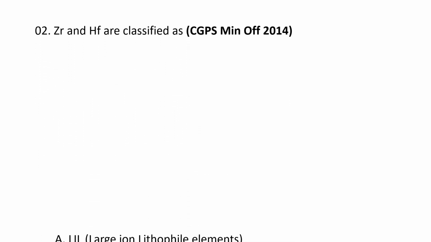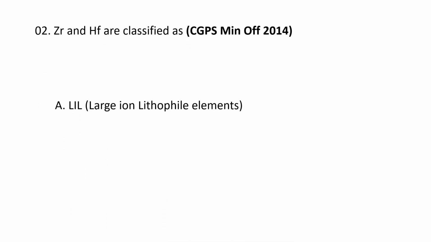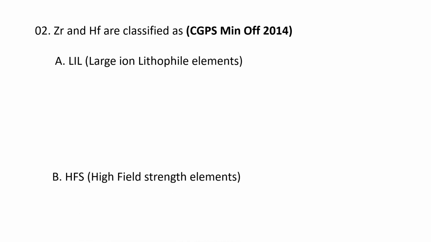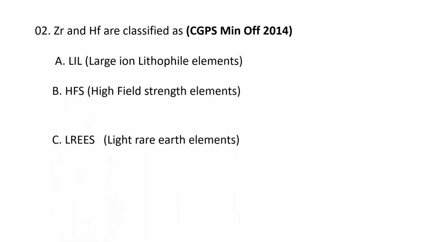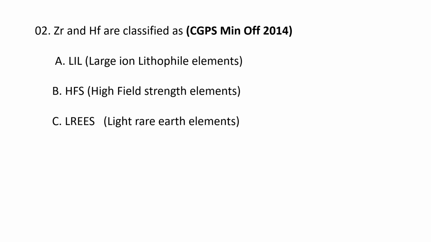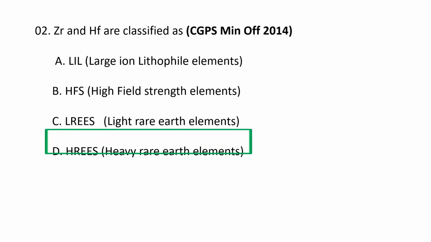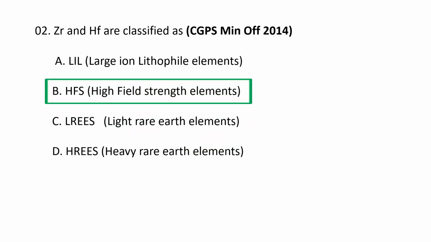Next question. Zirconium and hafnium are classified as A. LIL, that is large ion lithophile elements, B. high field strength elements, HFS, C. LREE, that is light rare earth elements, and D. heavy rare earth elements, HREE. So the correct option is that zirconium and hafnium are classified as high field strength elements, HFS.